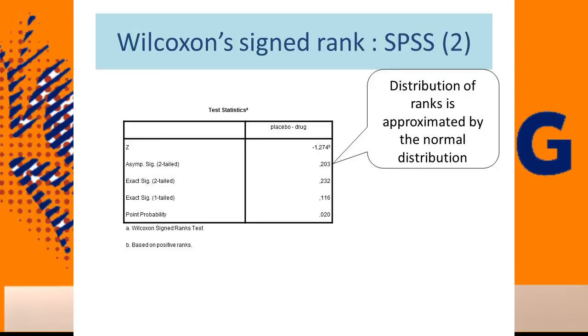Here we see the output given by SPSS after checking the exact button. The exact two-sided p-value is 0.23, which is larger than 0.05, so we will not reject the null hypothesis. Based on this small study, there is no reason to conclude that the drug has more effect than the placebo.